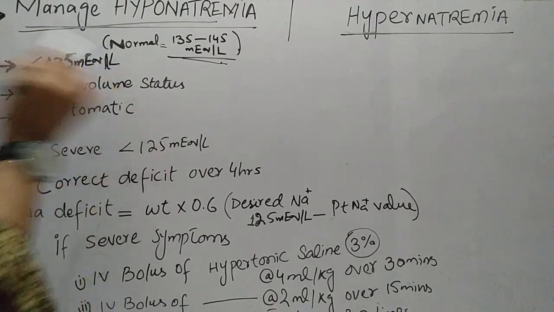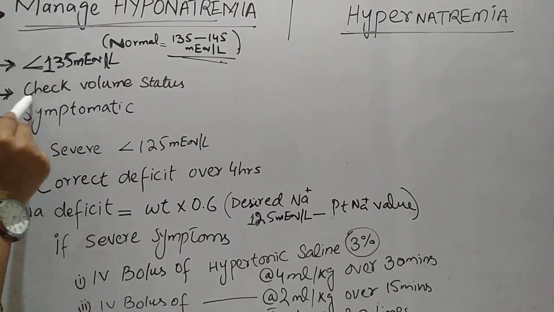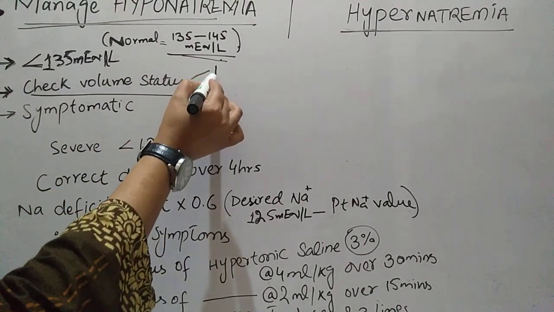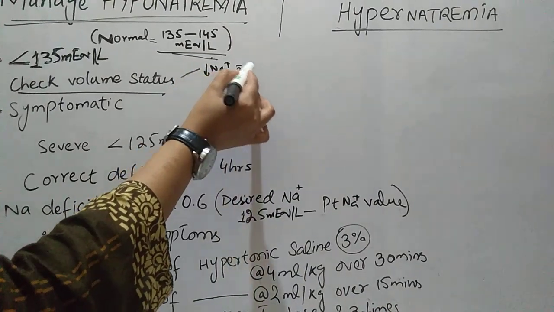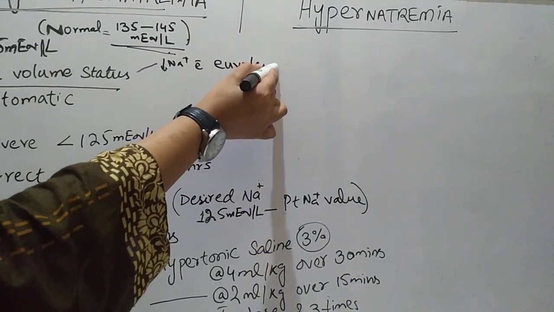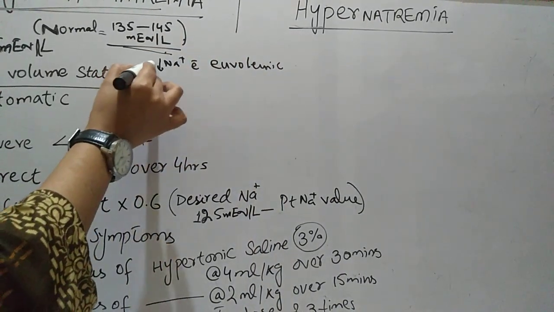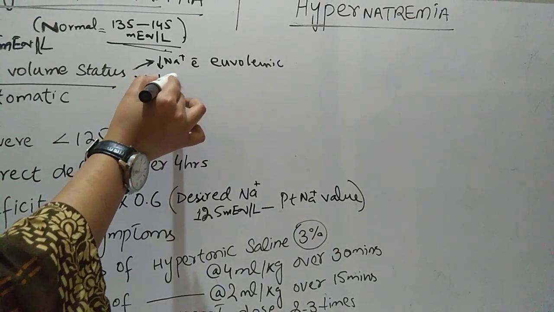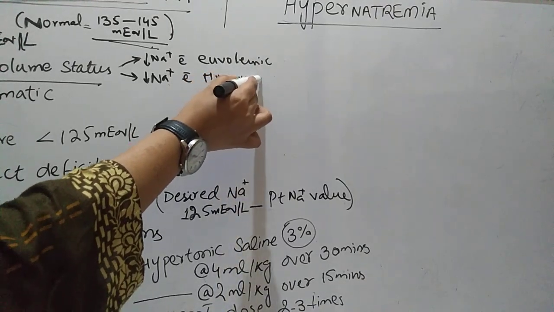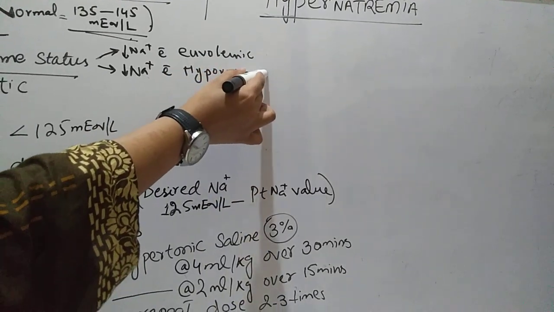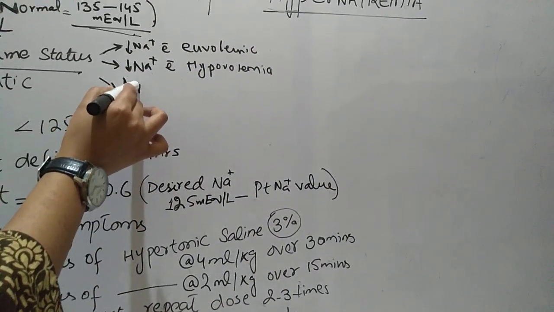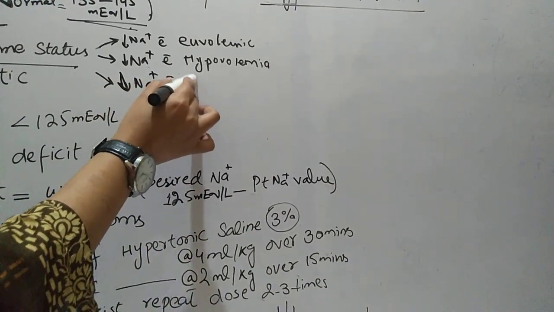And then first we will check the volume status of our patient. Your patient can be hyponatremic with euvolemia, and the second condition will be hyponatremia with hypovolemia, and the third condition can have the serum sodium low with hypervolemia.